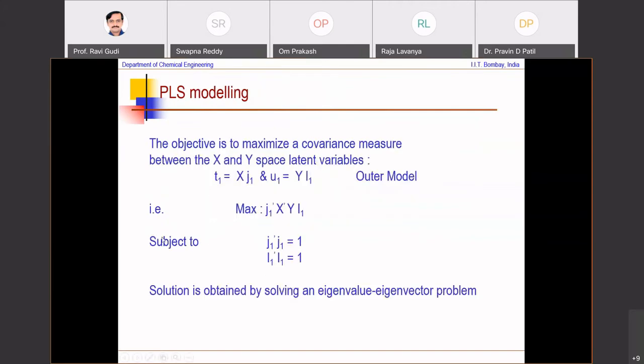What we do here is define this as an optimization problem.